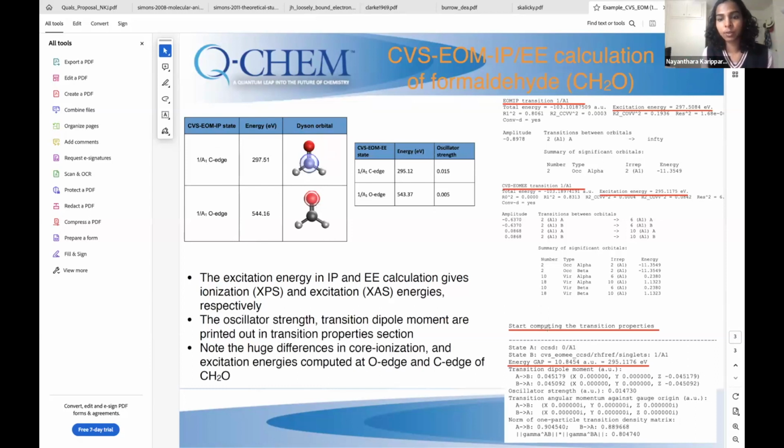And for CVS-EOM-EE, you can also do NTO analysis to see the electron-hole pair, that is, to see the orbital from which the electron is getting excited and to see where it is going. So these are the results for CVS-EOM-IP and EE.